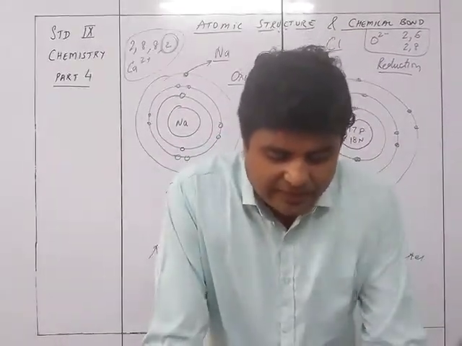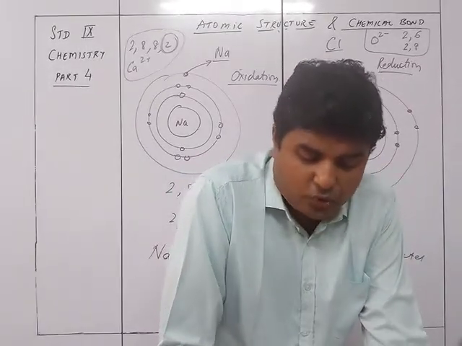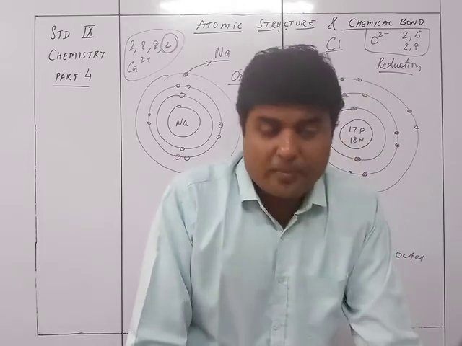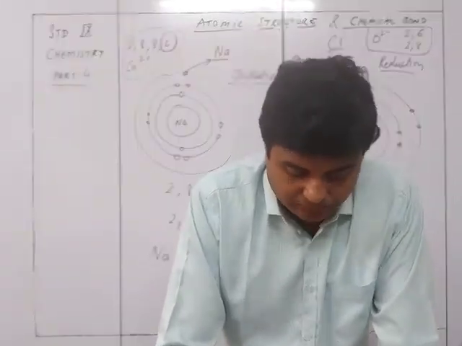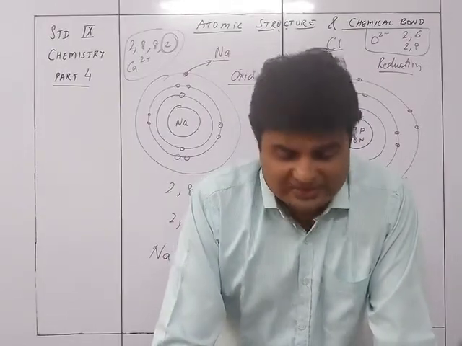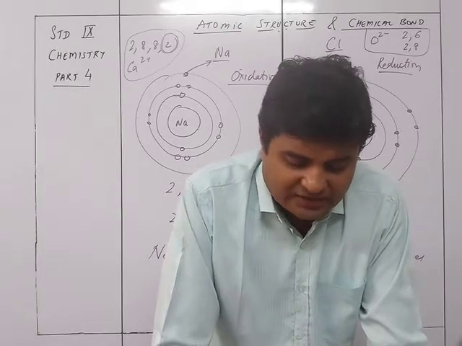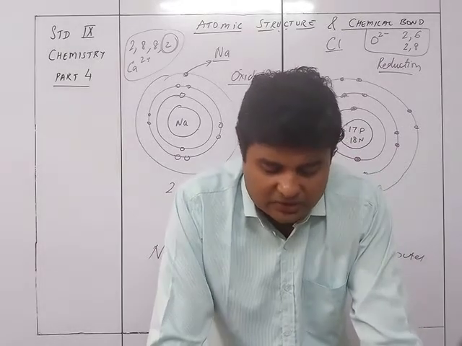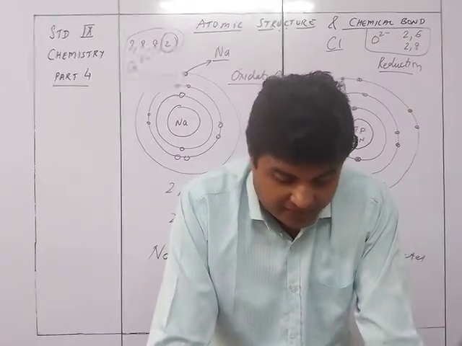Calcium attains stable electronic configuration of the nearest inert gas, 2, 8, 8, by loss of 2 electrons from its valence shell, forming the Ca2 plus cation. Oxygen, with electronic configuration 2, 6, attains the stable octet structure of the nearest inert gas by gaining 2 electrons in its valence shell, forming the O2 minus ion.